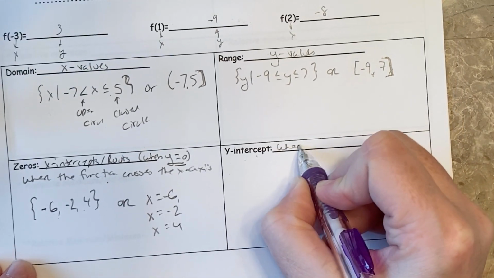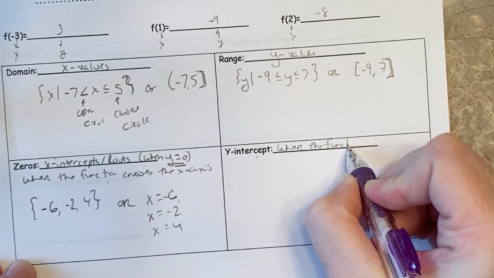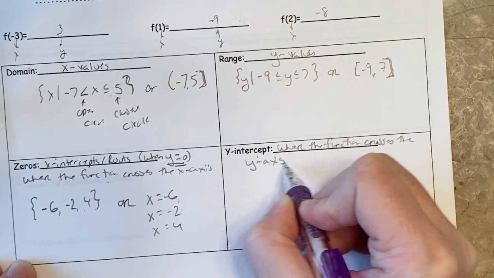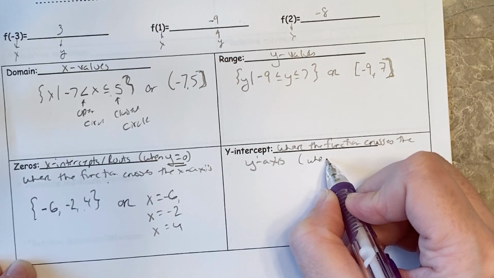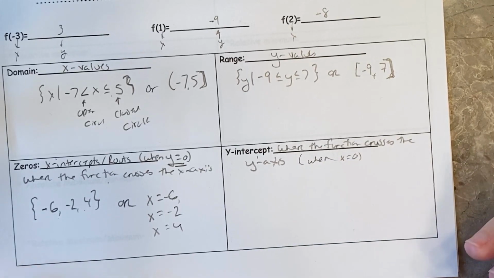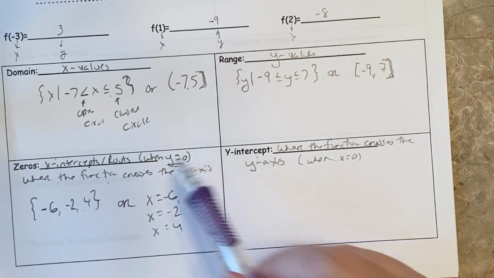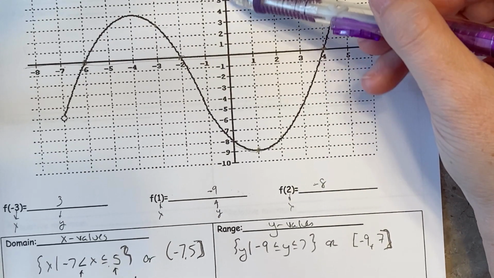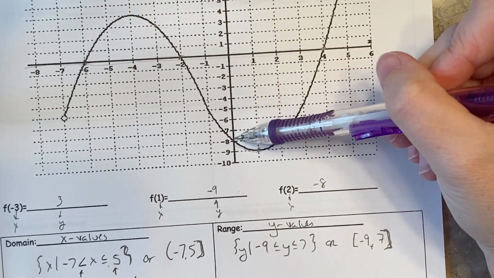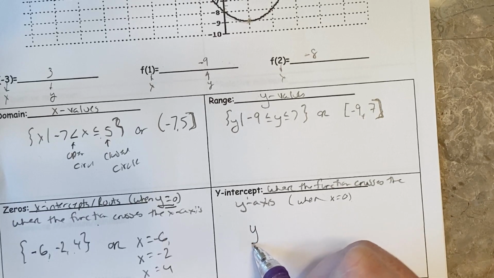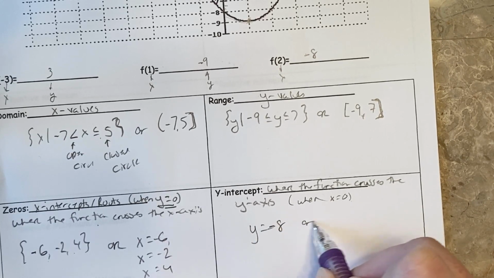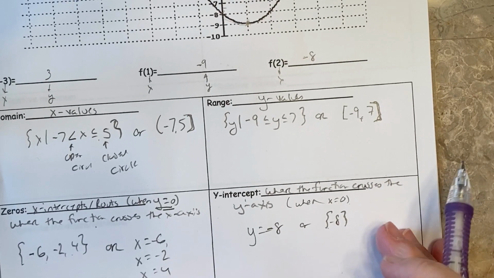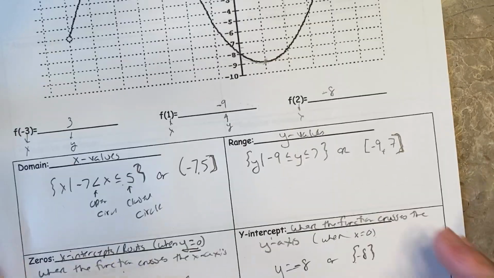Y-intercept. This is where the function crosses the y-axis, and this is when x equals 0 this time. Okay, so instead of when y equaling 0, where x is 0. So where does this curved graph cross over the y-axis? At this dot right here. And again, you want to tell them the y value. So that's -8. Okay, notice these are the braces. All right, so those are the first couple.